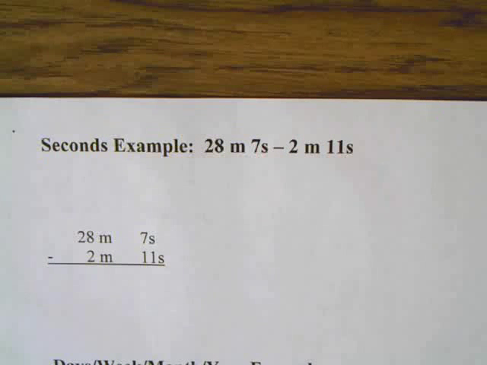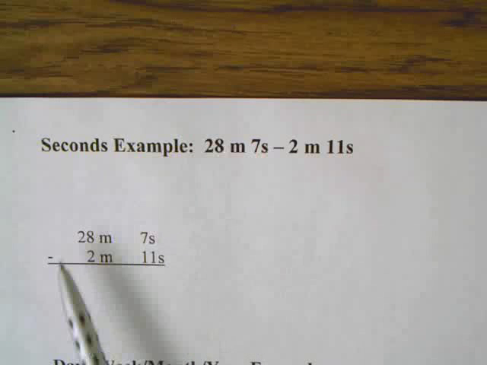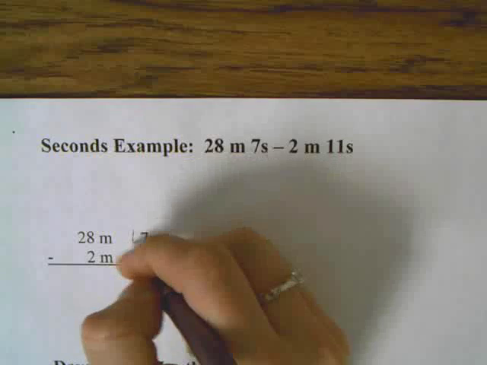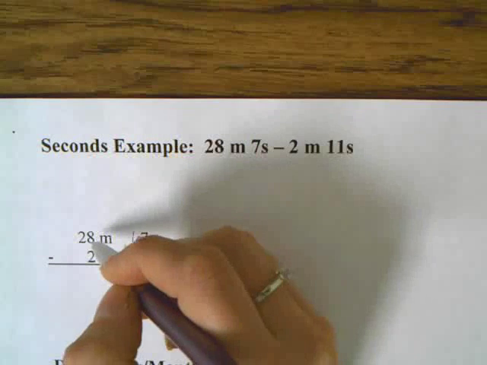Here is our example with seconds. 28 minutes, 7 seconds, minus 2 minutes, 11 seconds. First step we have to do, Ryan. Subtract the hours. We don't even have hours. Seconds. We work this way, right, when we subtract. So, what do we have to do first? We have to borrow, so we have to make this 67 seconds.